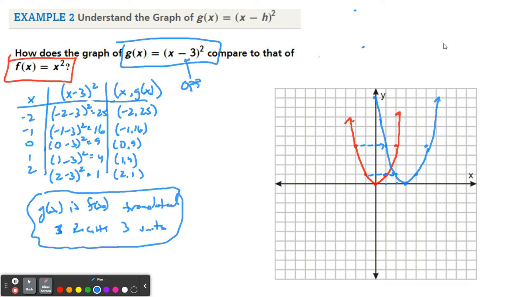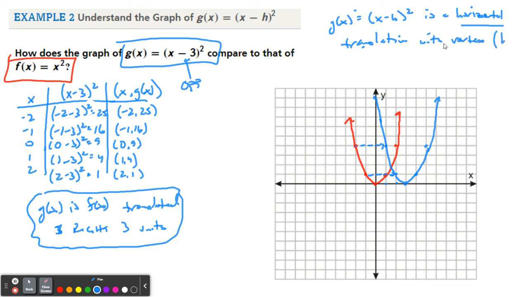So when you have an h shifting inside with the x, the overall theme is that g of x equals x minus h squared is a horizontal translation. And you are going to shift or move so that your vertex is at h comma 0. So now, again, notice, this is your h value. If it's a minus sign, the h is a positive 3. So notice that this vertex is 3, 0.